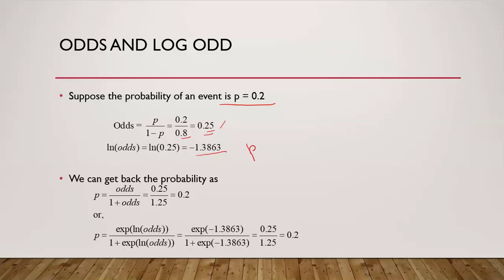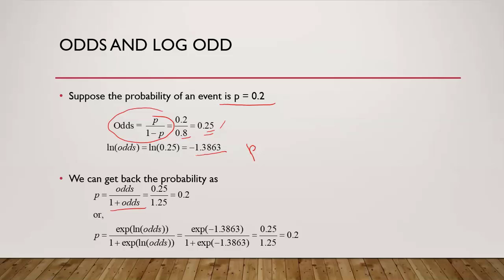From the odds, or from log odds, we can recover back probability. And that's done by essentially transforming this to isolate p. So we can take the inverse, we get 1 over odds equals 1 minus p over p, and then we can simplify the equation, and we will get p equals odds over 1 plus odds, or 0.25 divided by 1.25, which is 1/5 or 0.2.